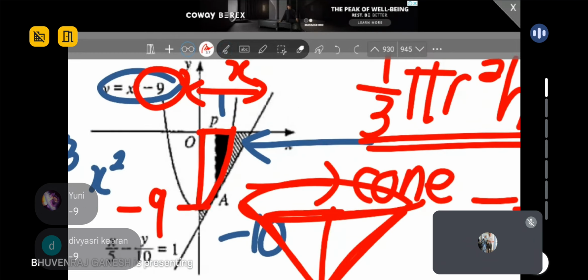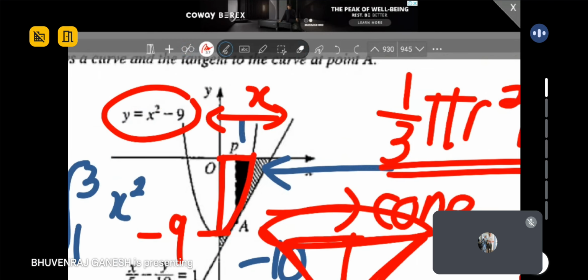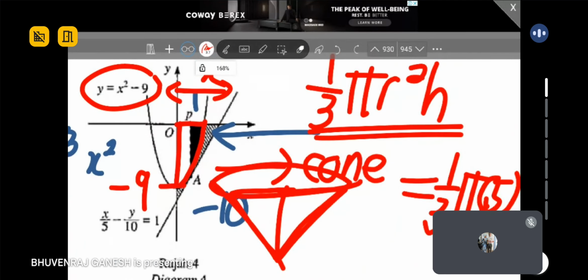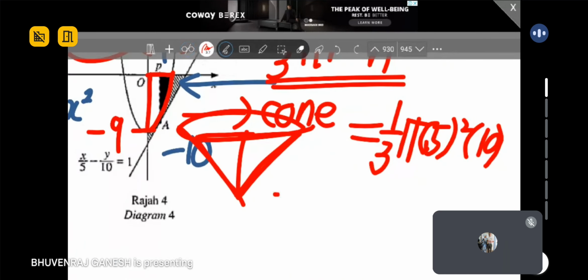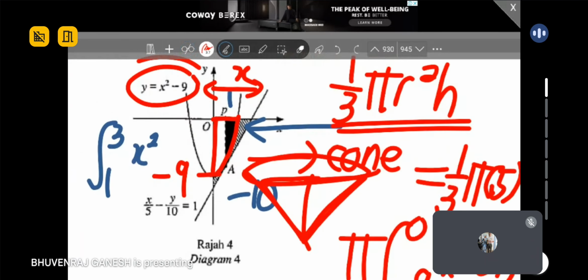So you just integrate from 0 to negative 9 for the equation of the curve. But remember, volume must do what, guys? Volume is squared. Remember, you must square the equation. Kena kuasa 2. Since you're integrating towards the y-axis, kepada paksi y, the formula is x squared dy.